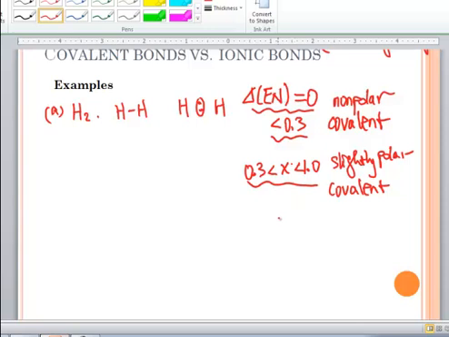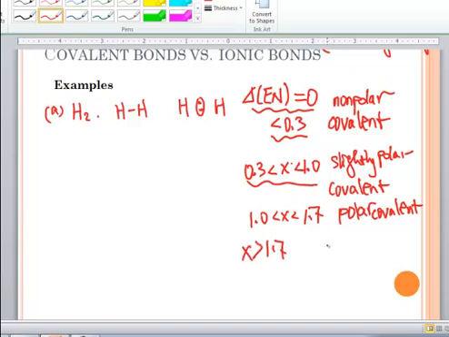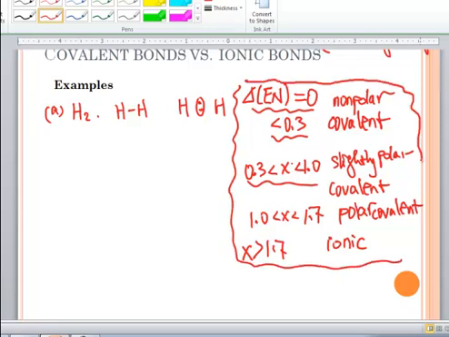Between 1.0 and 1.7, this one is called polar covalent, which means it has more and more separation of charges. And if the difference is greater than 1.7, generally we'll assign it as ionic. There will be some exceptions to that, and you will learn that in a higher level class. So this is the key to identify the nature of the bond, from nonpolar covalent all the way up to ionic.